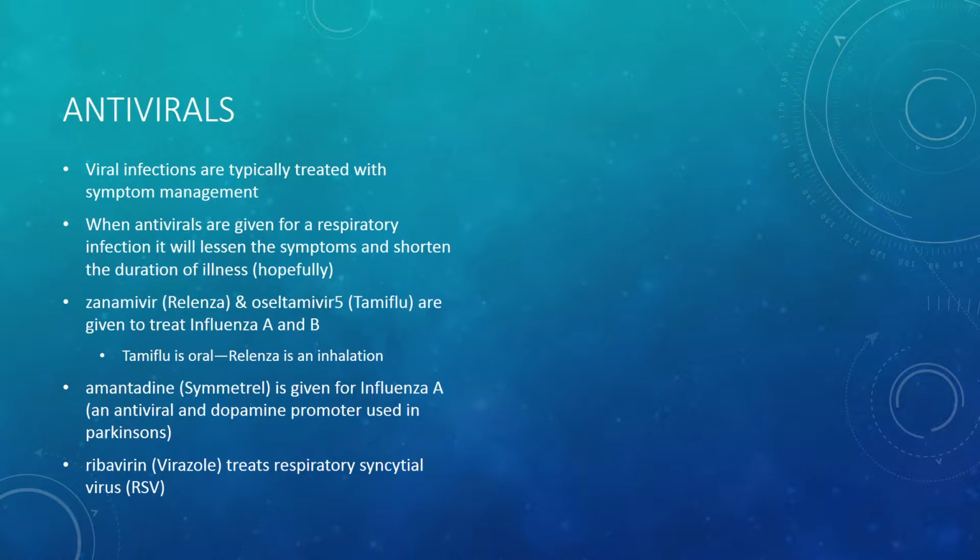It's an antiviral, but it's also a dopamine promoter, so you might see it used in the treatment of Parkinson's disease as well, which is interesting. So influenza A and B is simply referring to different strains of influenza.